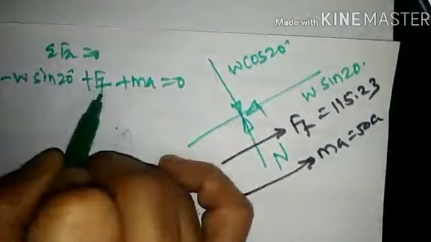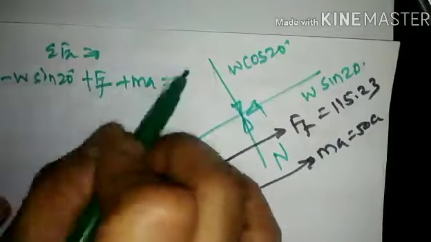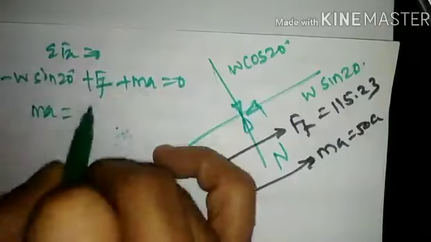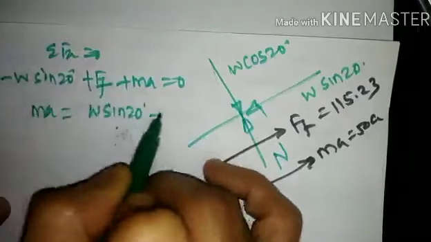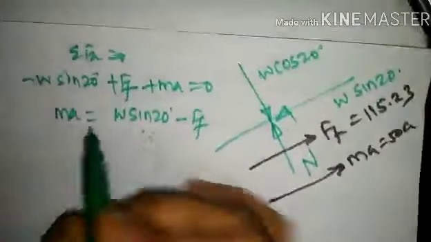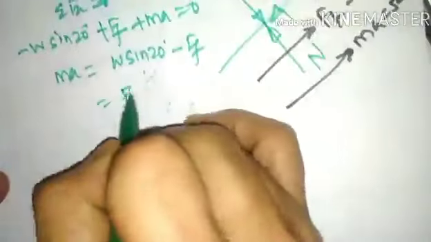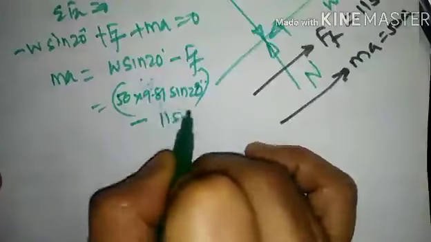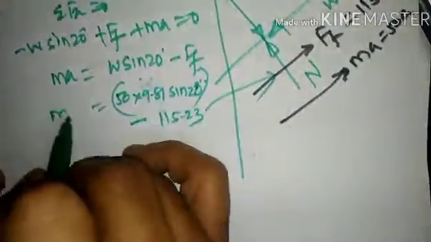Further, we know the value of F_F. If we take this term to the right hand side, keeping MA as it is, then this will be W sine of 20 minus F_F, which is the frictional force. Then the W value is 50 into 9.81. So W sine of 20, the first term, minus F, whose value is 115.23, the value of F_F. Then this is equal to MA.